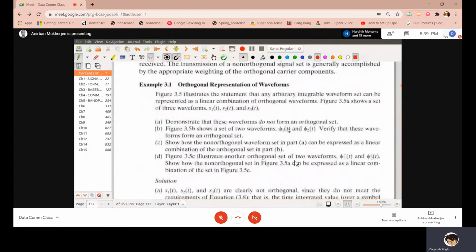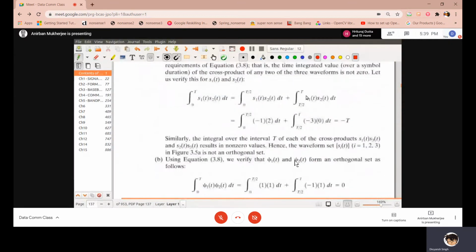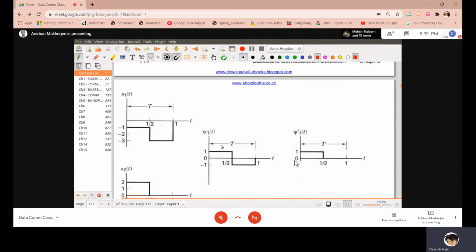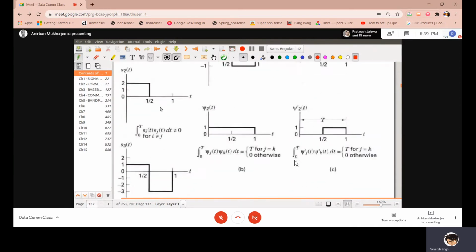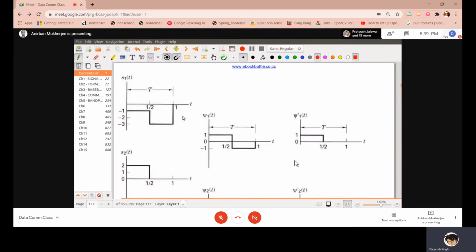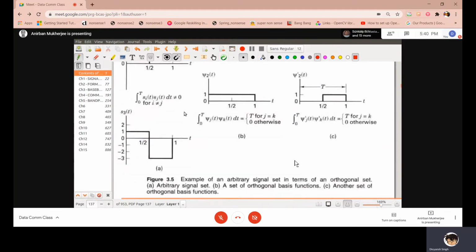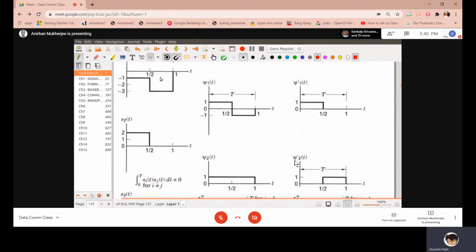Now, let us see. Say I have S1(t) like this. And this is my S2(t). Remember that capital T is 1. And this is my S3(t). So I have a set of three functions, but my orthogonal space is two-dimensional. That means I will decompose S1(t), S2(t) and S3(t) into psi 1(t) and psi 2(t). Please try to understand this psi 1(t) and psi 2(t).